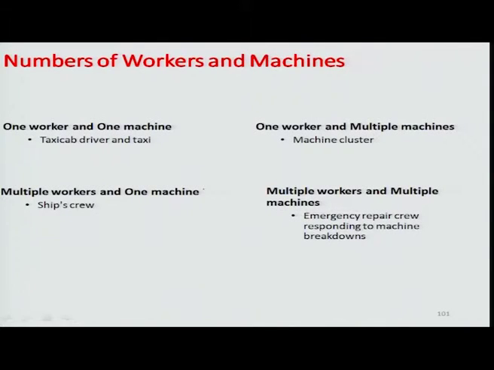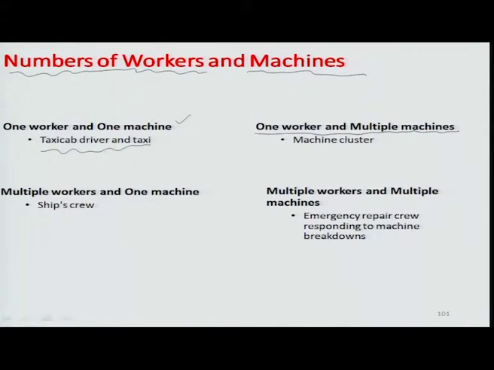So there can also be differences in terms of the numbers of workers and the number of machines associated with each other. For example, there can be a case of one worker, one machine. Let us look at the example of a taxi cab driver and taxi. Okay, so this is something which is talking about the taxi being the machine and the taxi cab driver being the worker itself. So there is exactly one person controlling one machine. There can be a case where one worker controls multiple machines.